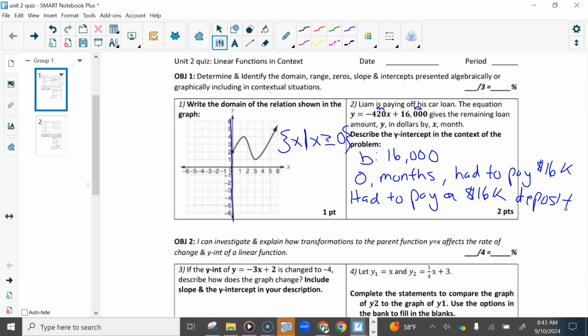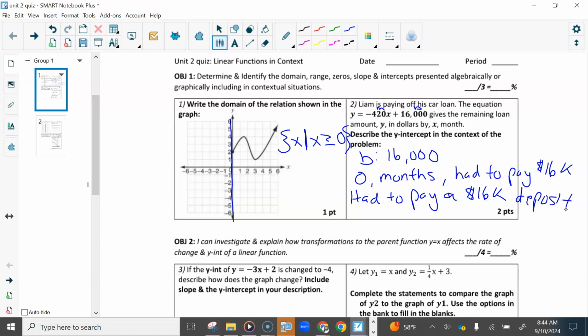So when you talk about whatever in context, think about what the definition of whatever that is means: x-intercept, y-intercept, domain, range, slope. And then how does that relate to your actual problem? So this one would have been worth 2 points. Did you state what the y-intercept was, and then did you describe it correctly using the context? Questions about that one?